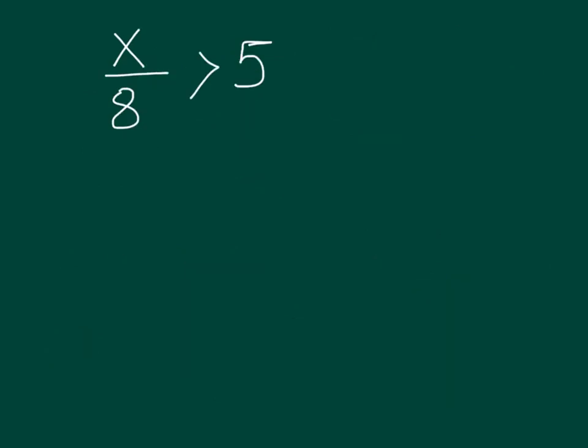And here's another example. x over 8 is greater than 5. So we want to solve for x and see what are the possible solutions or values that x can be. Since we want to undo division here, we will multiply both sides by 8. These 8s cancel out, and we're left with x is greater than 40. So x can be any number greater than 40, and it will make this inequality true.